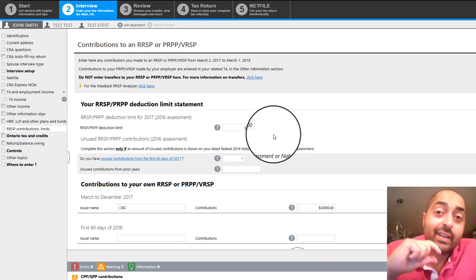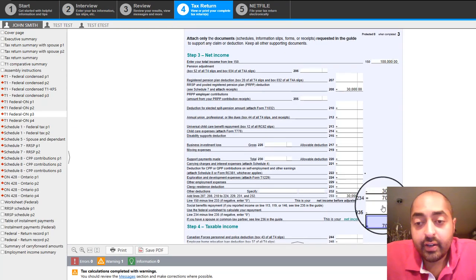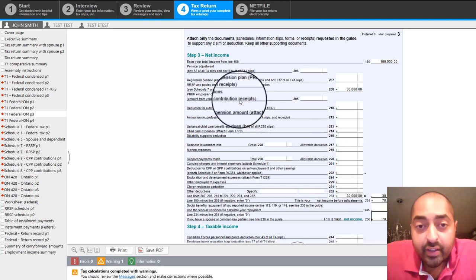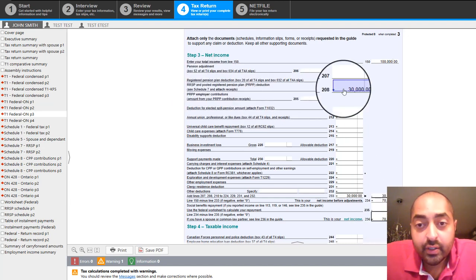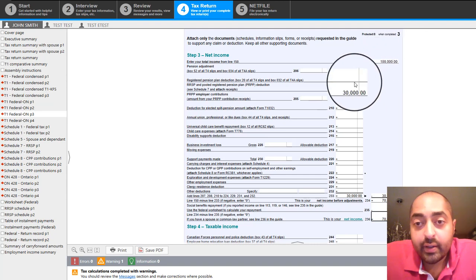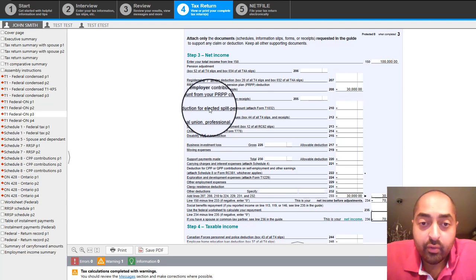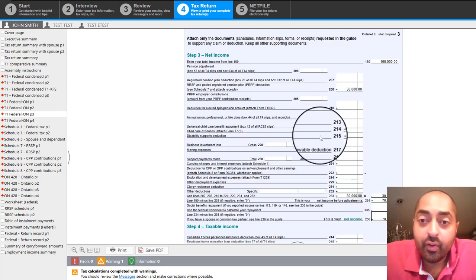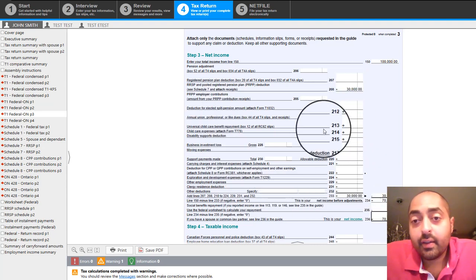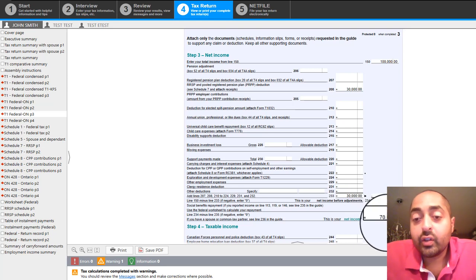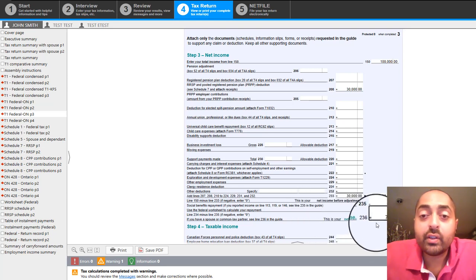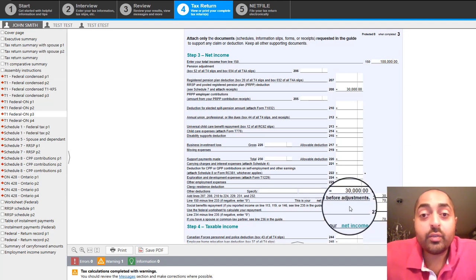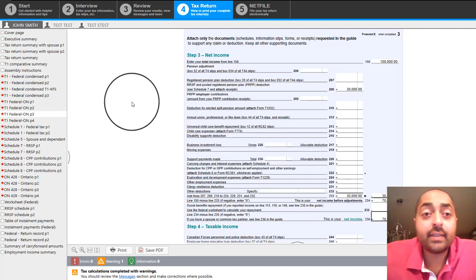Because your net income, which is affected by your RSP contribution, as you can see here. So net total income minus RSP contribution will give you your net income. Obviously, there's a lot of other deductions, but RSP falls in a deduction that leads to net income. So that net income is used in the calculation of GST and child benefits. So that's why the RSP contribution has that impact.